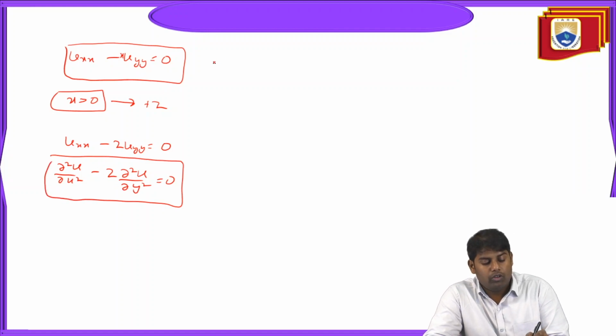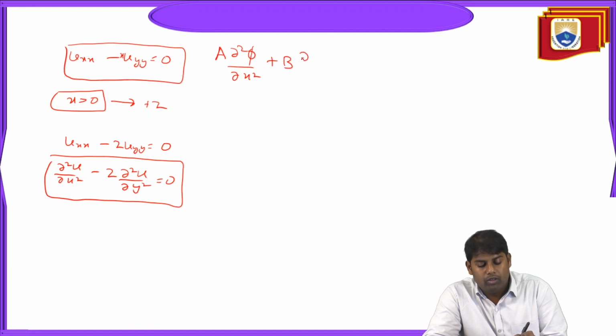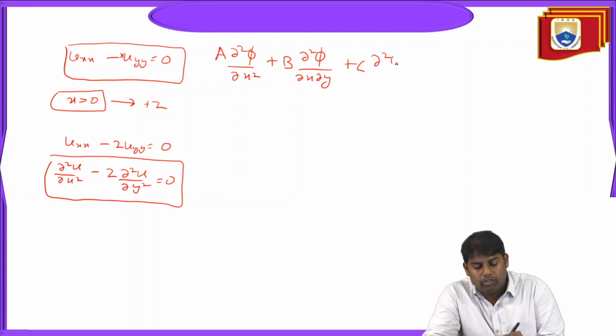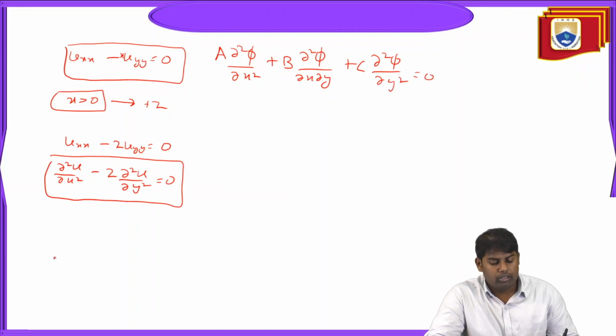Now again, let's write the equation. A into dou square phi by dou x square plus B into dou square phi by dou x dou y plus C into dou square phi by dou y square is equal to 0. Let's compare this one with this. So what is the value of A? A is equal to 1. B is 0. C value is minus 2.